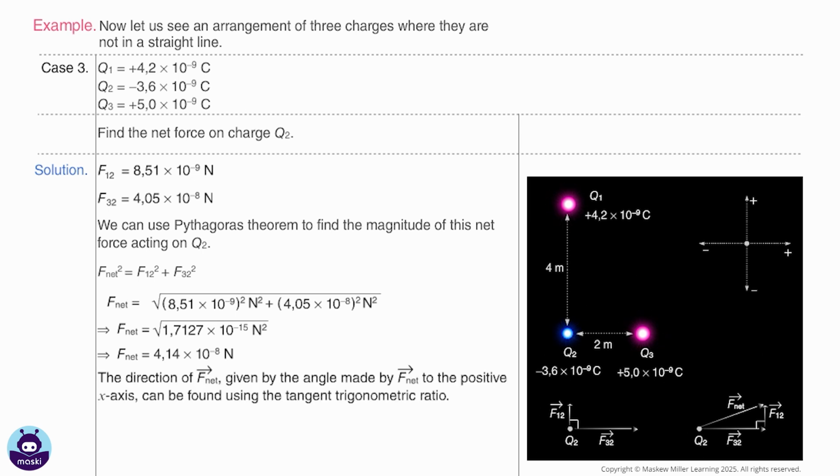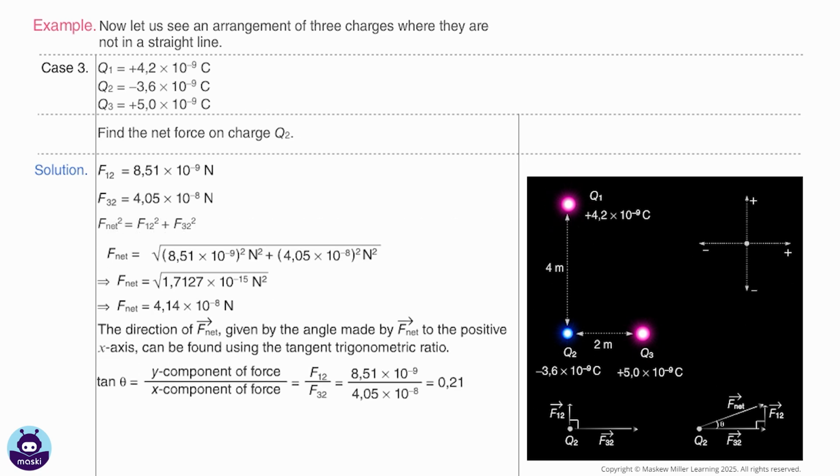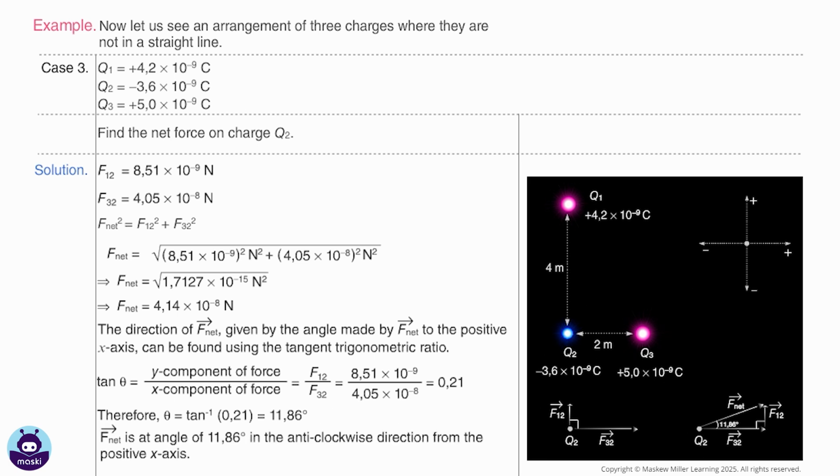The direction of Fnet, given by the angle made by Fnet to the positive x-axis, can be found using the tangent trigonometric ratio. Tan theta equals y component of force over x component of force equals F12 over F32, which equals 0,21. Therefore, theta equals tan inverse 0,21 equals 11,86 degrees. Fnet is at an angle of 11,86 degrees in the anticlockwise direction from the positive x-axis.